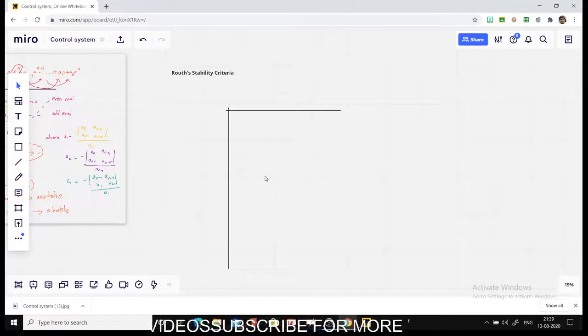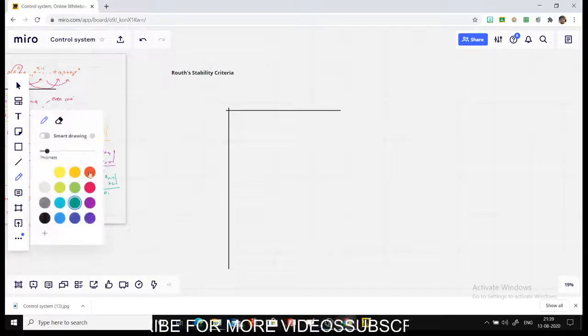I am Ameya and we are discussing Routh stability criteria in control systems. In the previous video, we talked about stability and the Routh stability array and how we can determine a stable or unstable system depending upon that array. So let us try to solve one problem by which you can determine the stability of the system.